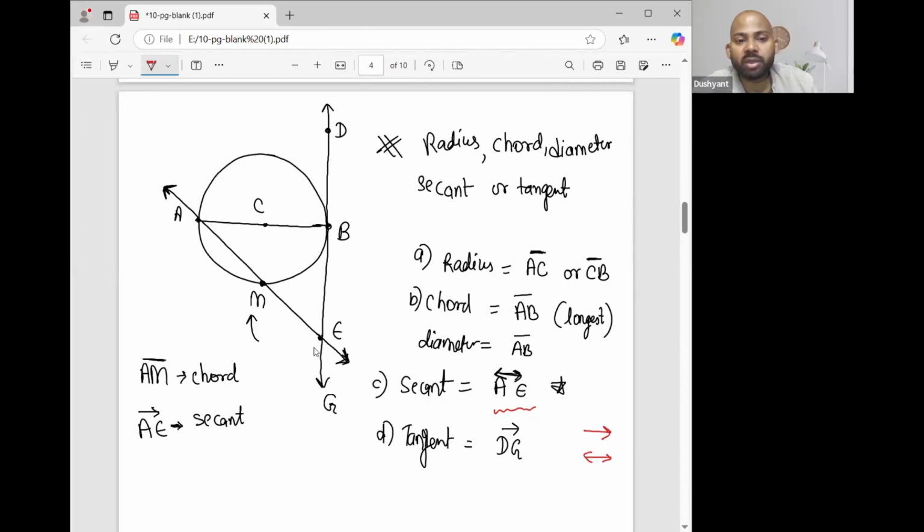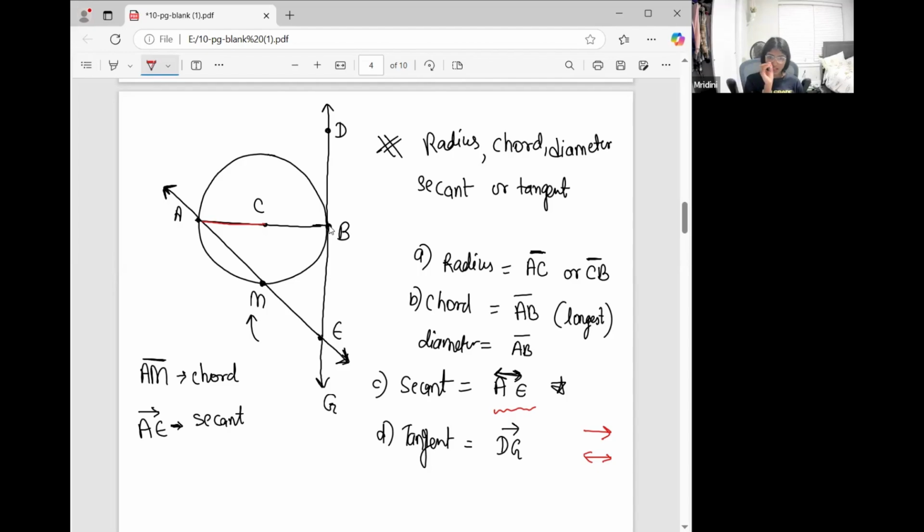If the radius was AC, that's a line segment from C to A. That is my radius. So A to C is also a radius, C to B is also a radius. That's a line segment, not a ray. But A to B is not one, because it's still inside the circle, so A to B is my diameter.